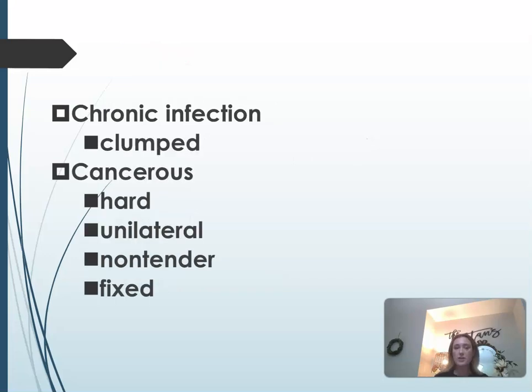If it's a chronic infection, they may be more clumped together, where you can feel more of them together. If it is cancerous, so if cancer has moved to the lymph nodes in this area, they are going to be hard. It's going to be on one side. It will not be tender. And they will be fixed, so you will not be able to move them. So that's the big difference between the cancerous and them just being enlarged from an infection. They're not tender, they're going to be fixed in one spot, so you're not going to be able to move them, and it's just going to be on one side versus both sides.